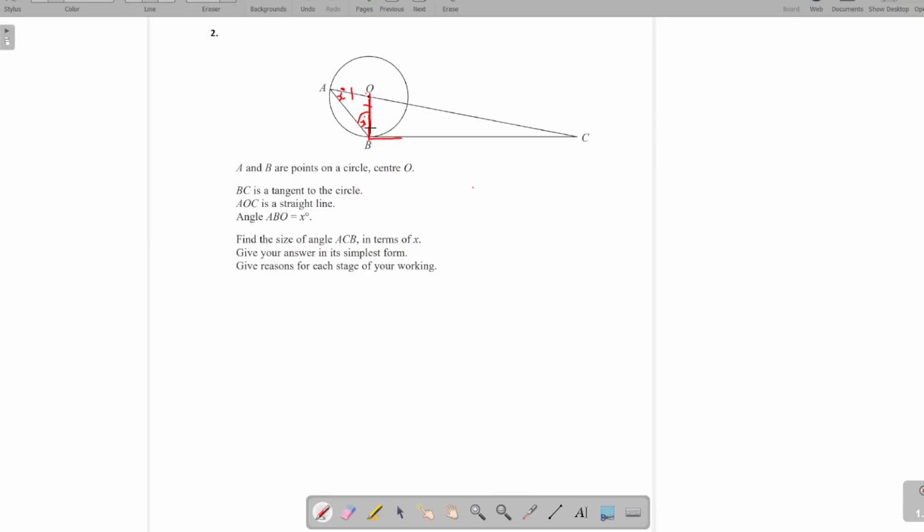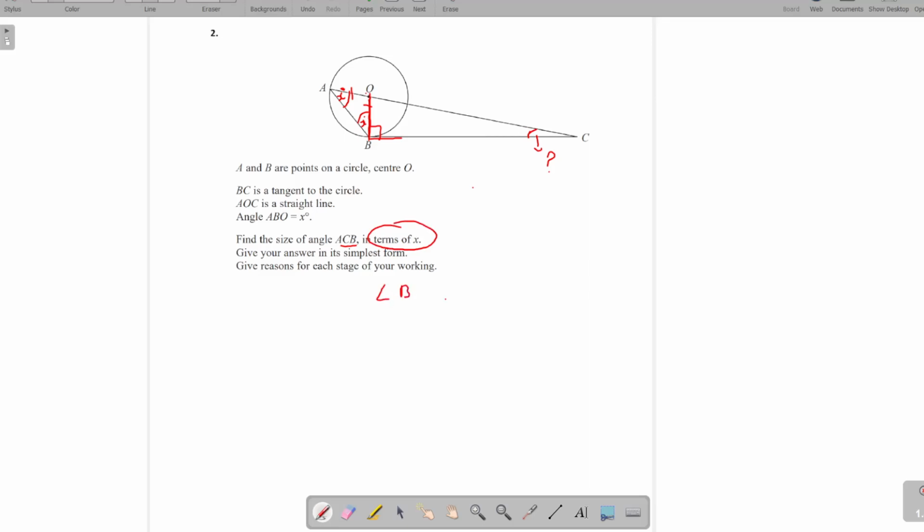Radius meets the tangent at 90. Now if you take the big triangle, we know this angle, we know this angle, we can find that. That's what the question is asking, ACB. What is this? Angles in a triangle add up to 180 and we want to give the answer in terms of x. So let's write it.